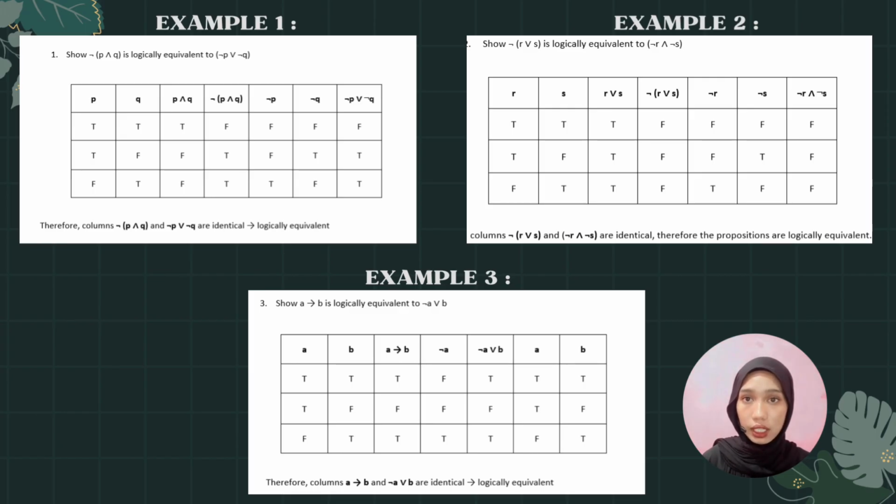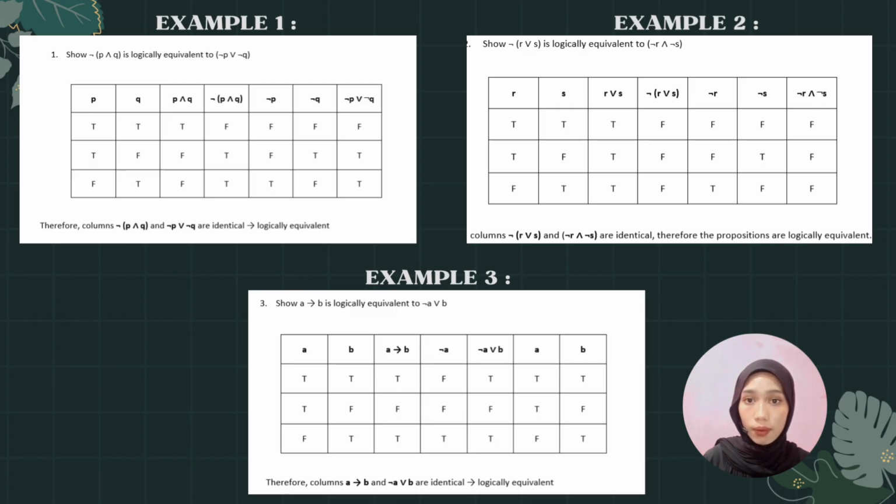Our final example demonstrates that a conditional statement A implies B is logically equivalent to the disjunction of the negation of the antecedent and the consequent, negate A or B. The truth table includes columns for A, B, the conditional A implies B, the negation negate A, and the disjunction negate A or B. We fill in the truth values to compare the results for A implies B and negate A or B. The columns are identical, confirming their logical equivalence.